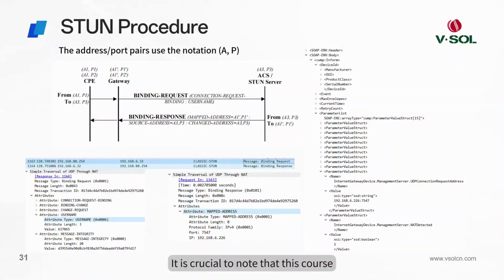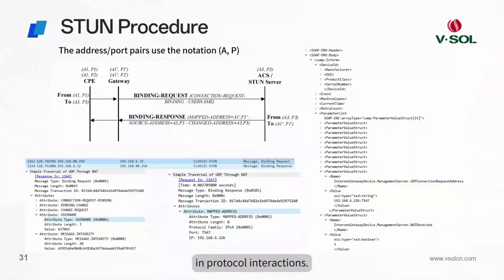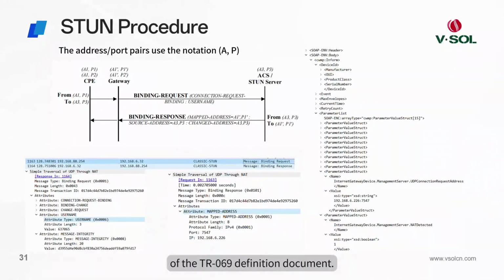It is crucial to note that this course merely concentrates on the binding discovery process in protocol interactions. Other protocol particulars can be found in Attachment G of the TR069 definition document.